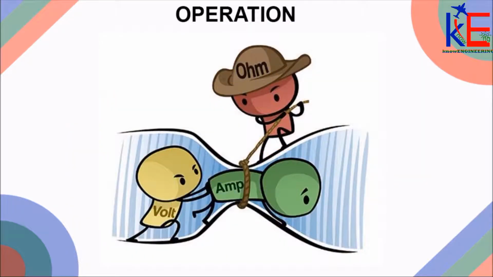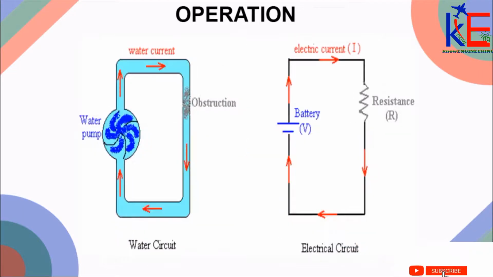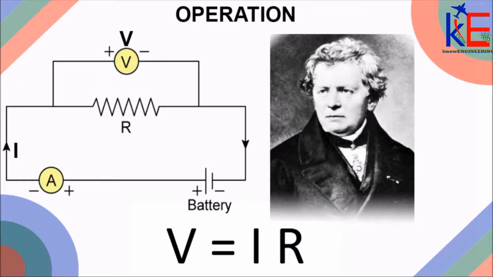Operation of resistors. In order to really understand the operation of resistors, we have to introduce other quantities such as voltage and current. And let's visualize the whole picture as water flowing through a pipe with an obstruction preventing the free flow of water. This diagram, where we compare water circuit and electric circuit, helps us to appreciate it more. Here, the water pump represents the source voltage, the water current represents the electric current, and the obstruction represents resistance. The relation between these three quantities is described by George Ohm of Germany as V = IR.